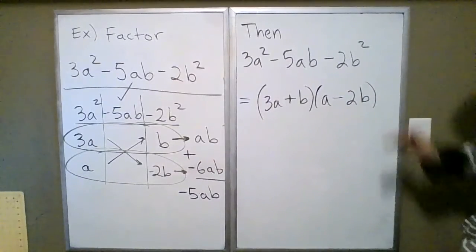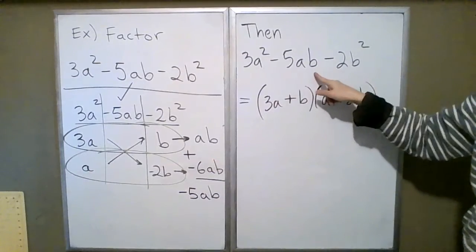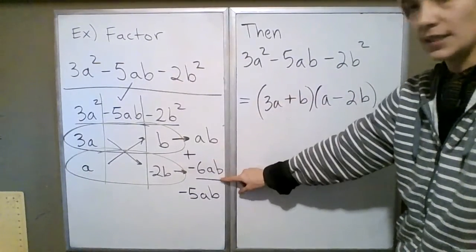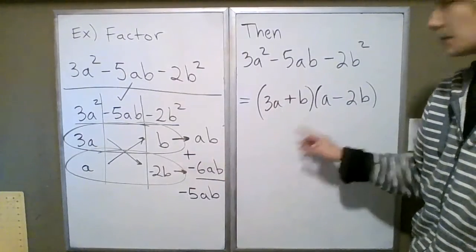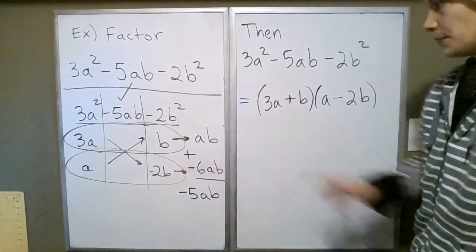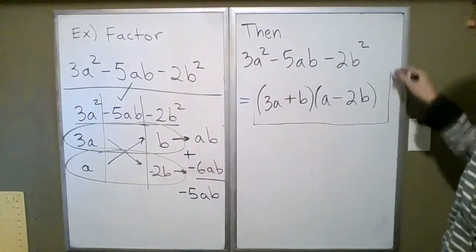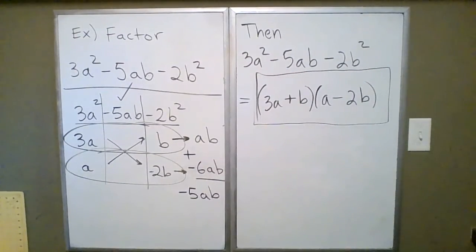And if you just want to check how to get from here to here, you rewrite that middle term, negative 5ab, using the ends, the plus ab and the minus 6ab, and do the factor by grouping. Look at that answer. Okay, one more grid. Want to factor.